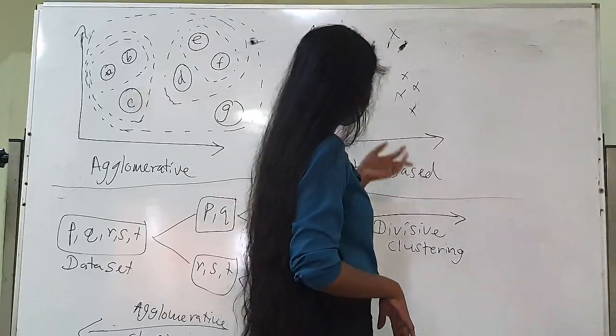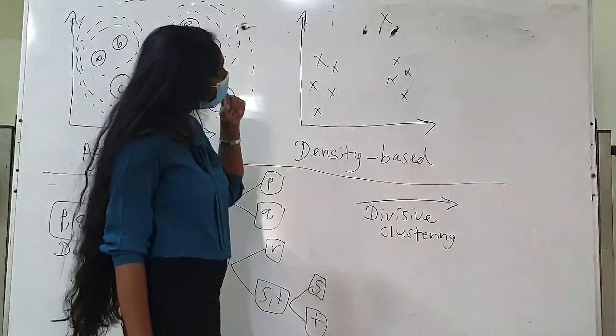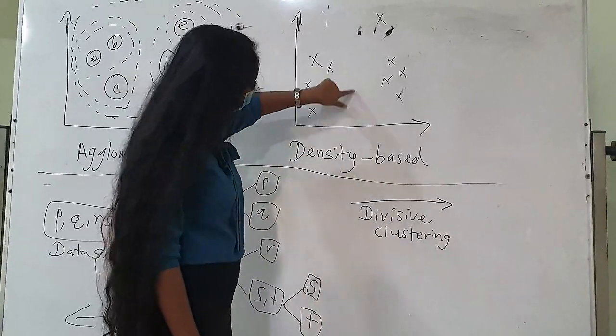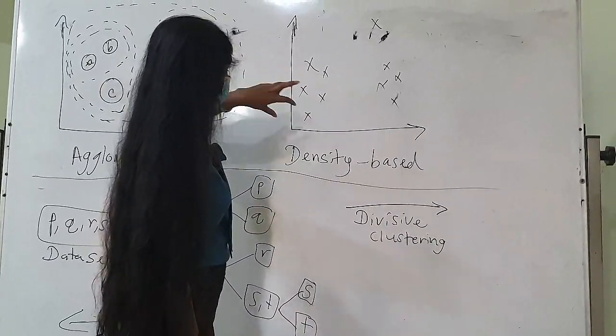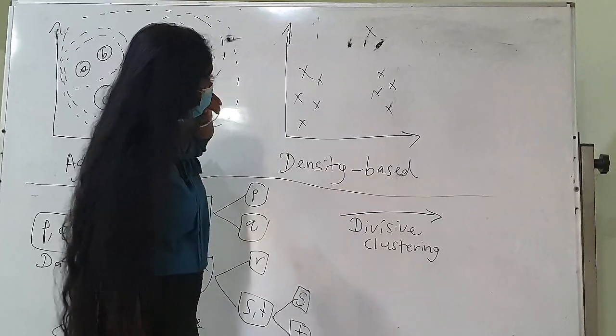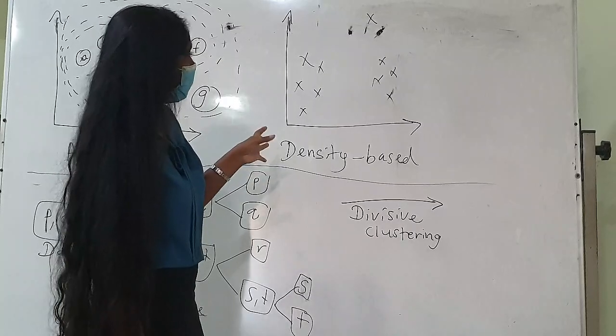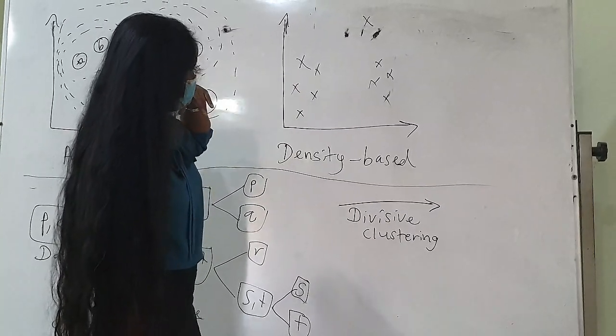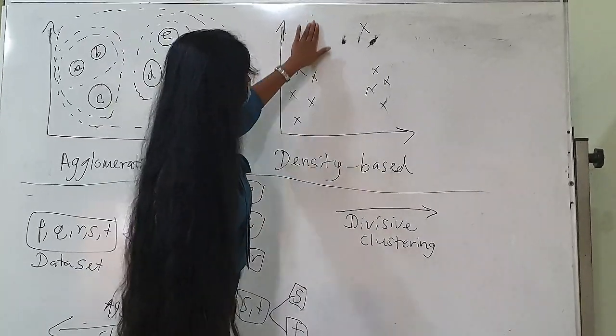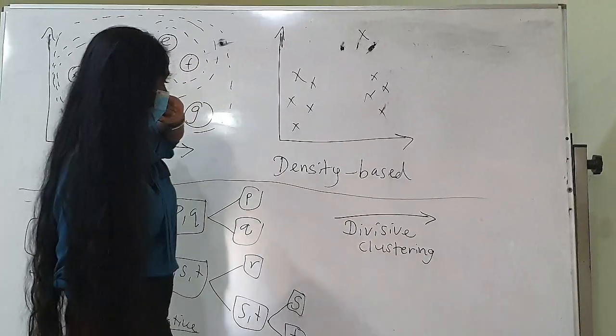This is density-based clustering. Here, we draw a circle around the data sets, and basically, outliers and missing values are ignored.